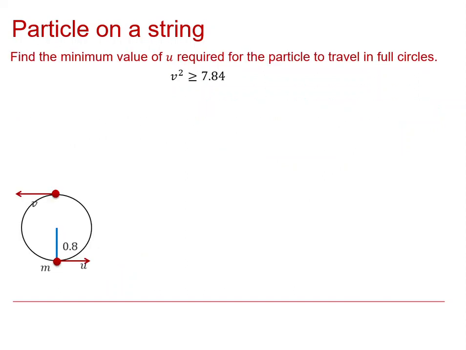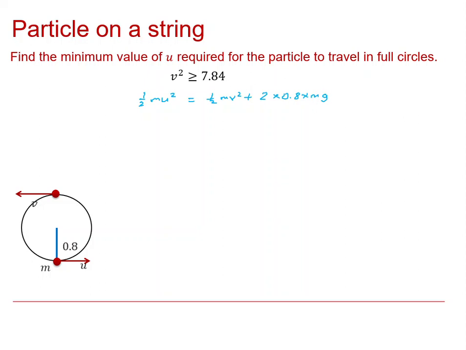So where does that take us then? Well, we need to work out what v squared is in terms of u, and that will come as before by energy. So at the bottom, half mu squared, that's the initial energy, taking the potential energy as 0, is equal to the energy at the top, that's a half mv squared, plus the gain in potential energy, which will be 2 times the 0.8, because that's the height gained, times mass times gravity.